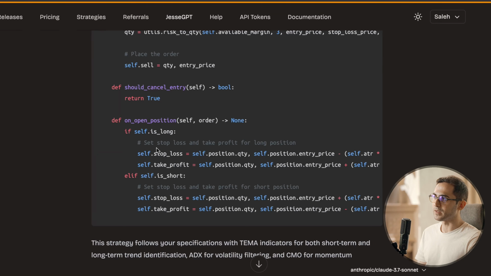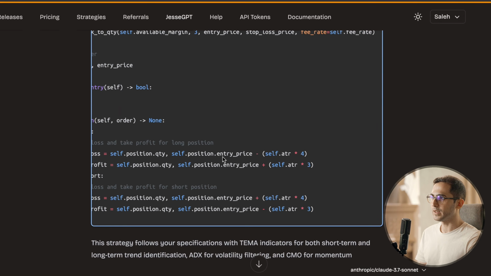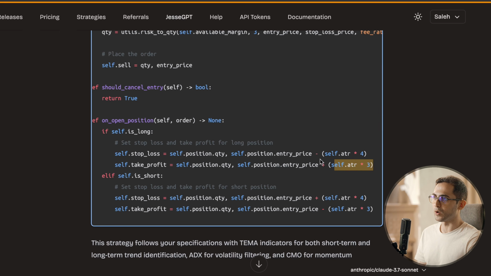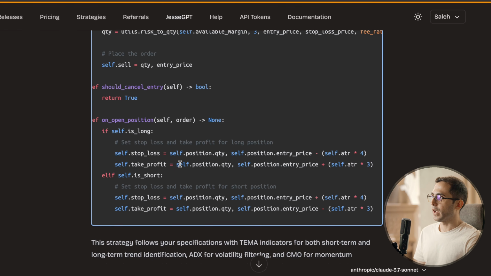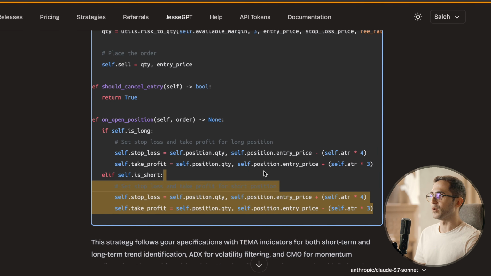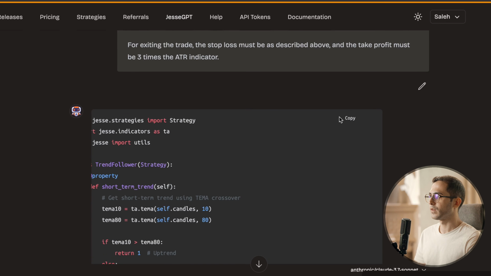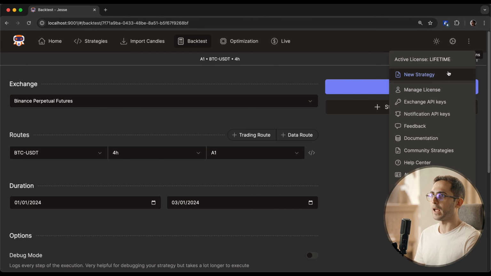And when the position opens, it submits the stop loss like this, 4 times the current ATR minus the entry price of the position. And it is also using the quantity of the current position for the stop loss. For the take profit, it's doing exactly the same, except 3 times the ATR. Also, instead of subtracting the price, it is adding it. And for a short position, it's doing exactly the opposite. So this is perfect.